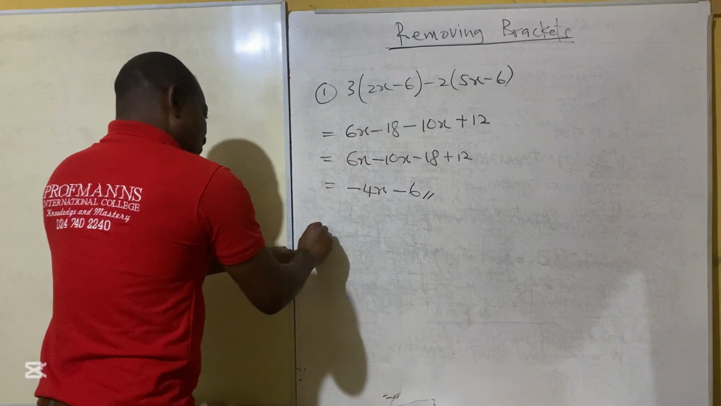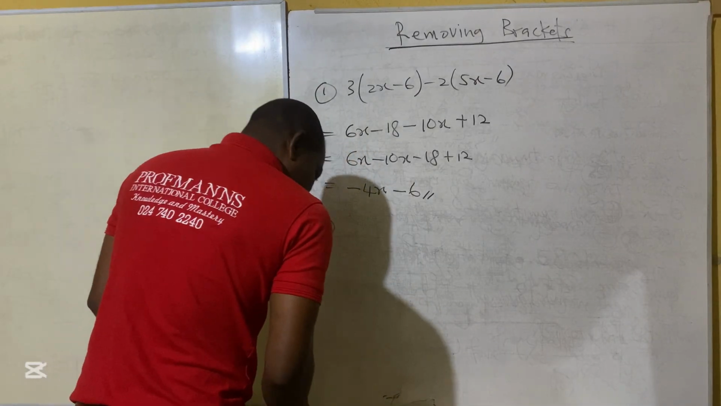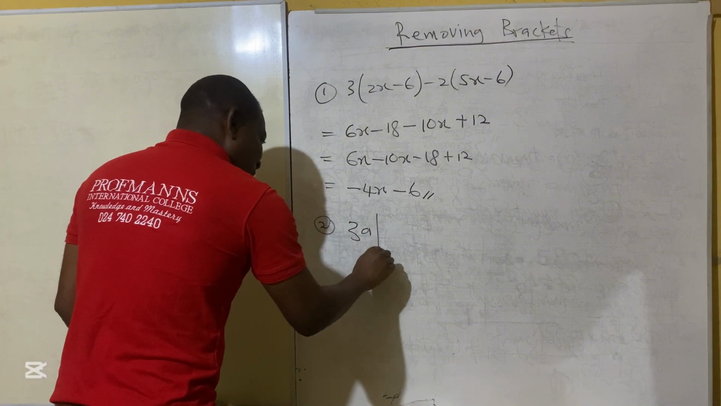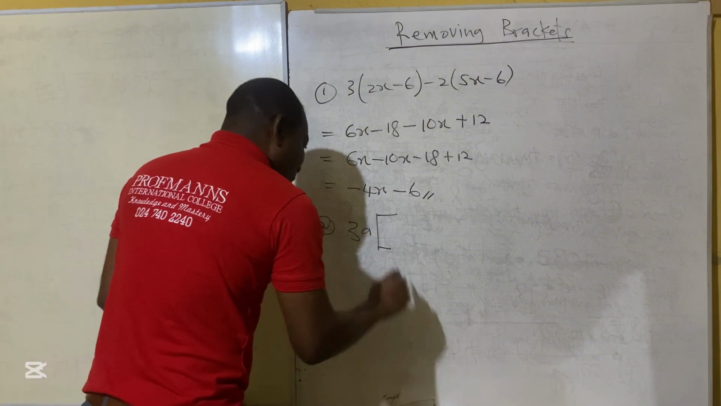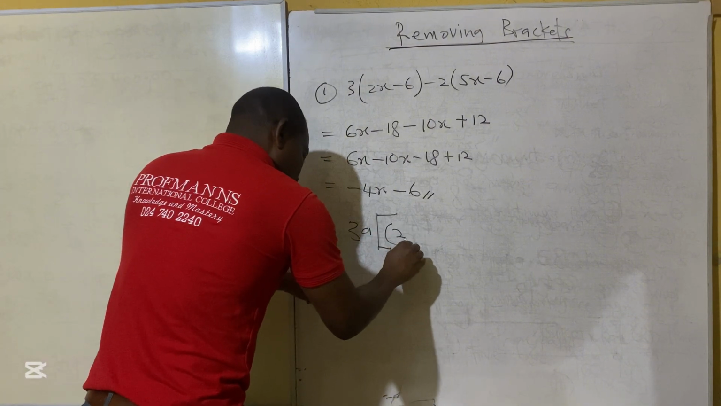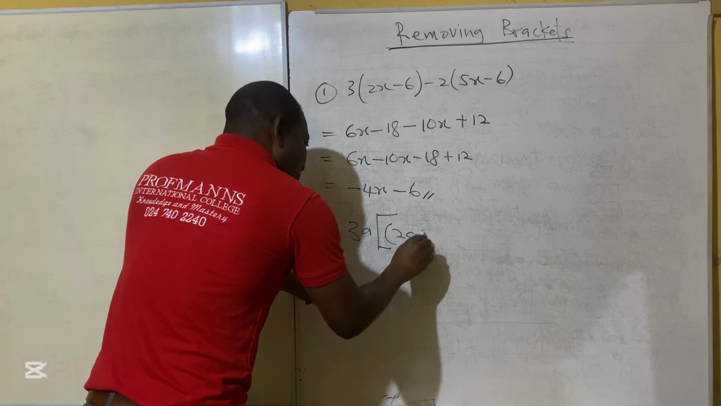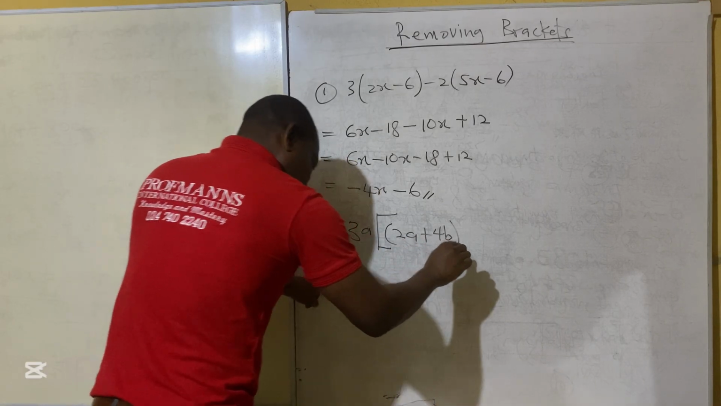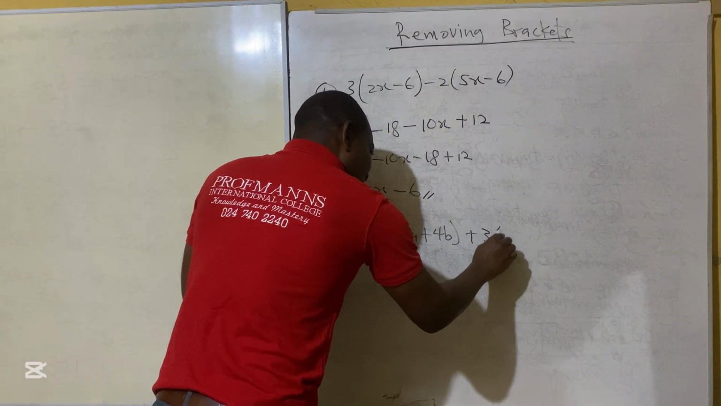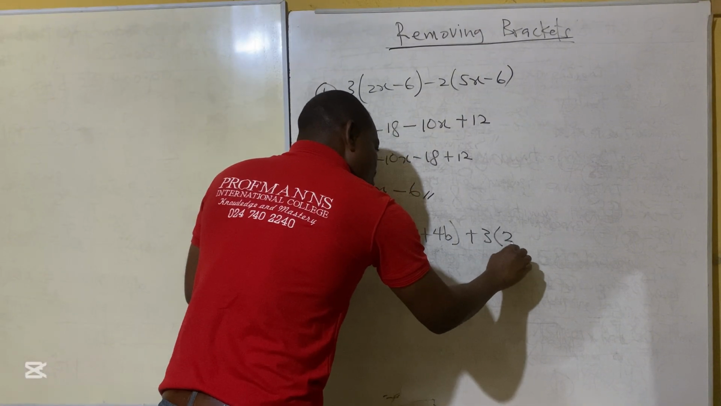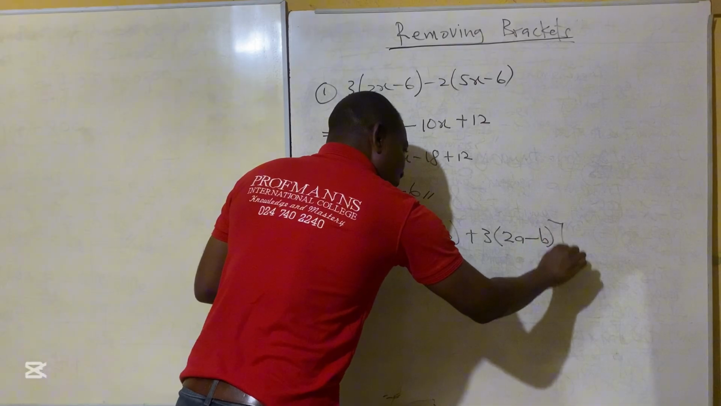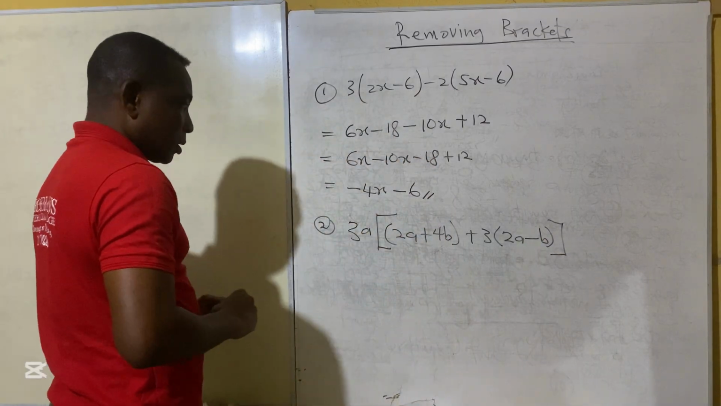Let's look at a second one, number 2. The second one is 3a, and I'm bringing the square bracket, which is the bigger one, then into 2a plus 4b, bracket closes, plus 3 into 2a minus b, bracket closes, bigger bracket closes.